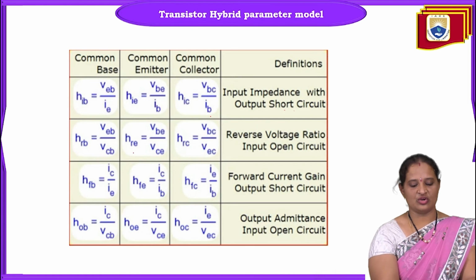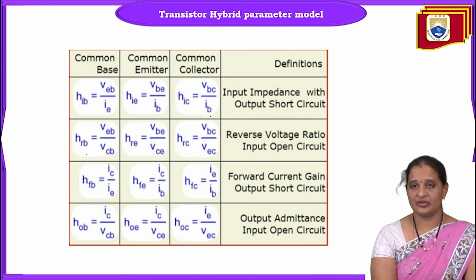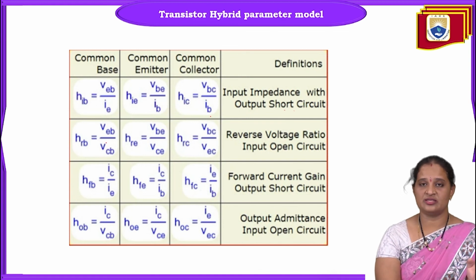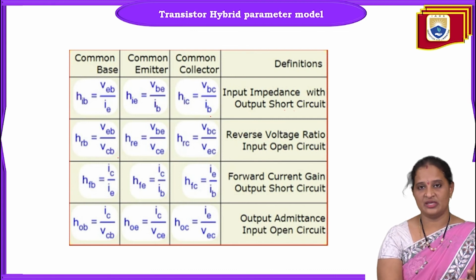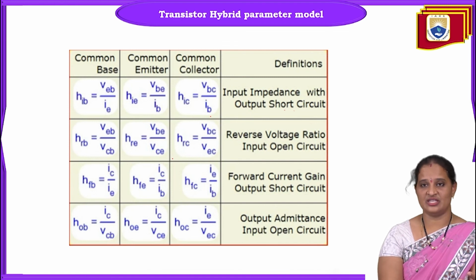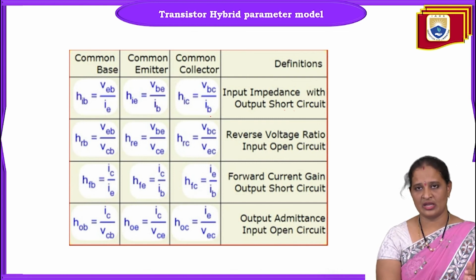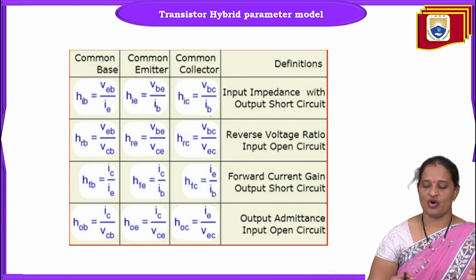And similarly, this is the reverse voltage gain. Reverse voltage gain is defined as the ratio of input voltage to the output voltage. In common base, VEB is the input voltage and VCB is the output voltage. And similarly, in common emitter, VBE and VCE, and in common collector, VBC and VEC. So like that, we have various parameters of common base, common emitter, common collector configurations and their formulas.